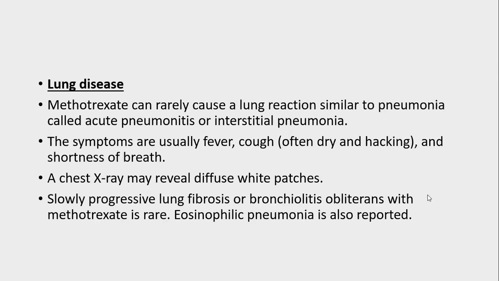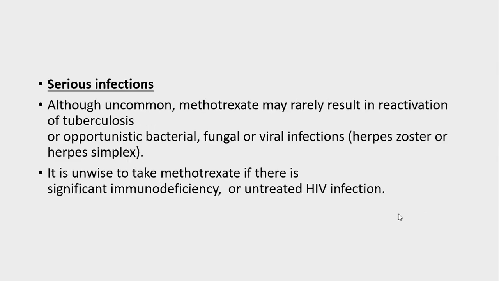Lung diseases. Methotrexate rarely causes lung reaction, similar to pneumonia, called acute pneumonitis or interstitial pneumonia. The symptoms are fever, cough, which is dry and hacking, and shortness of breath. Chest X-ray reveals diffuse white patches. There is slowly progressive lung fibrosis or bronchiolitis obliterans with methotrexate, but it is rare. Eosinophilic pneumonia is also reported.